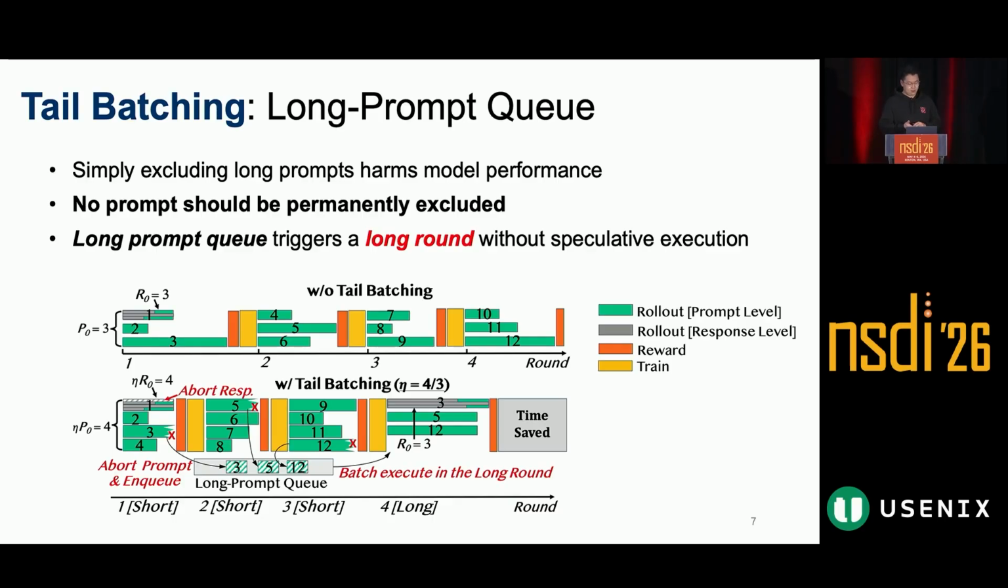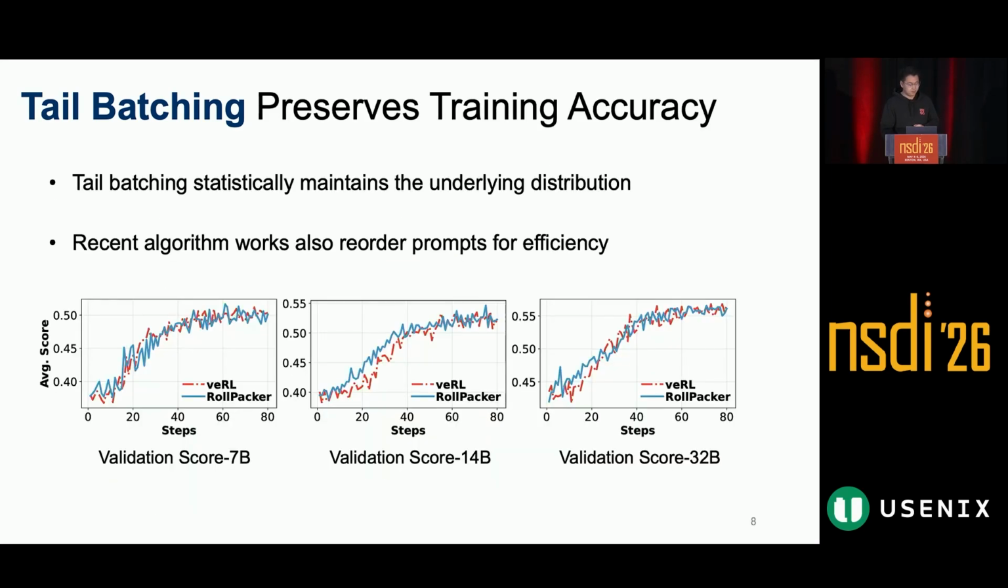So in this design, all prompts are eventually included in training, and each step only relies on the current model weights, which preserves on-policy semantics. So it's natural to consider whether tail batching affects accuracy. As we just mentioned, tail batching only reorders short and long prompts. Every prompt is eventually included, and we ensure no previously generated responses from a stale model will be used in later steps. And recent algorithmic works also reorder prompts for efficiency, indicating that reordering does not affect model accuracy.